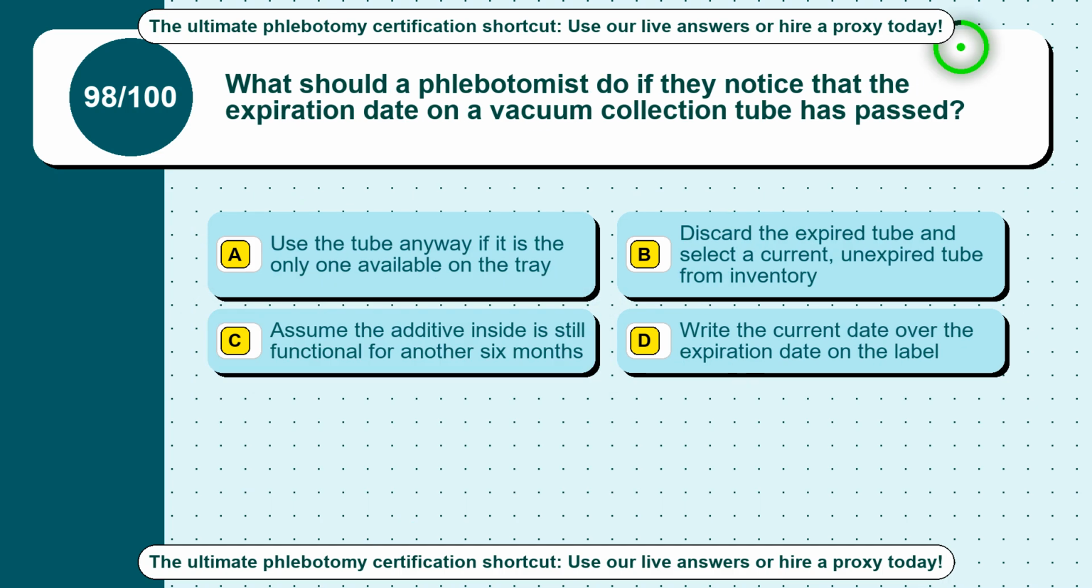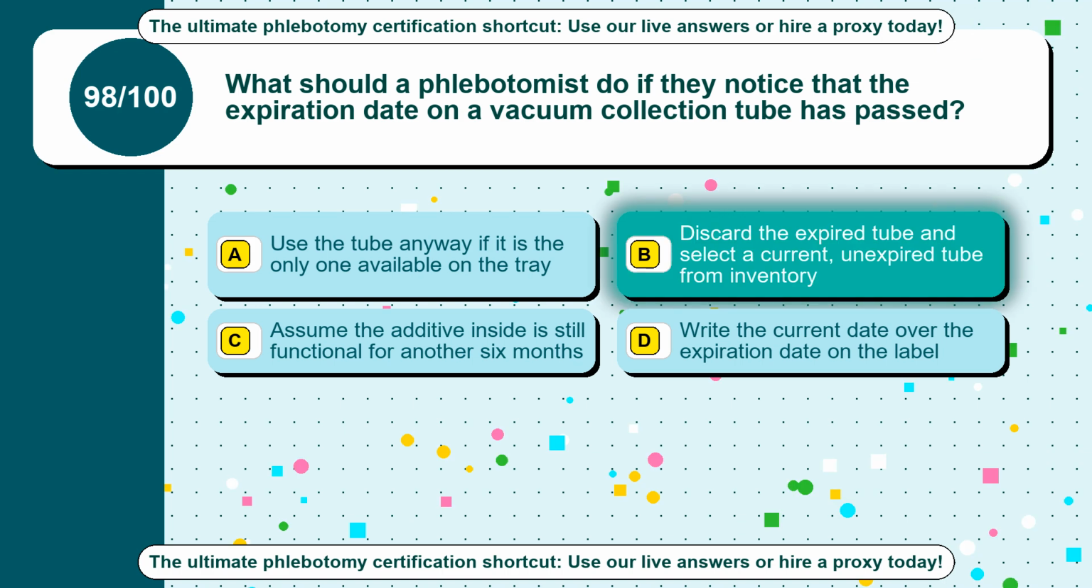Question 98. What should a phlebotomist do if they notice that the expiration date on a vacuum collection tube has passed? Option A, use the tube anyway if it is the only one available on the tray. Option B, discard the expired tube and select a current, unexpired tube from inventory. Option C, assume the additive inside is still functional for another 6 months. Option D, write the current date over the expiration date on the label.